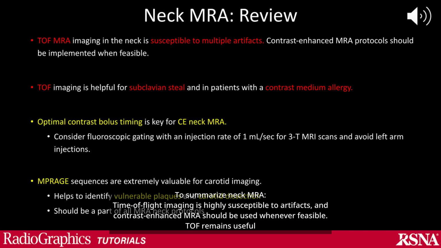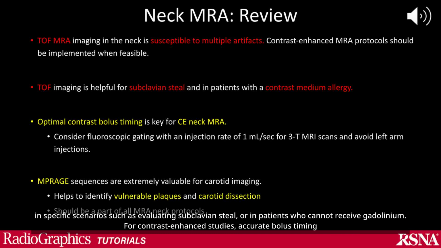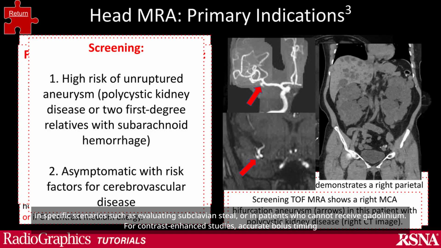To summarize neck MRA, time-of-flight imaging is highly susceptible to artifacts, and contrast-enhanced MRA should be used whenever feasible. TOF remains useful in specific scenarios such as evaluating subclavian steal or in patients who cannot receive gadolinium. For contrast-enhanced studies, accurate bolus timing is critical. At 3 Tesla, an injection rate of 1 milliliter per second with fluoroscopic gating is preferred, and left arm injections should be avoided.